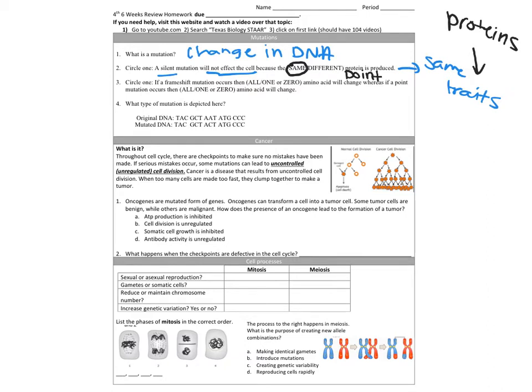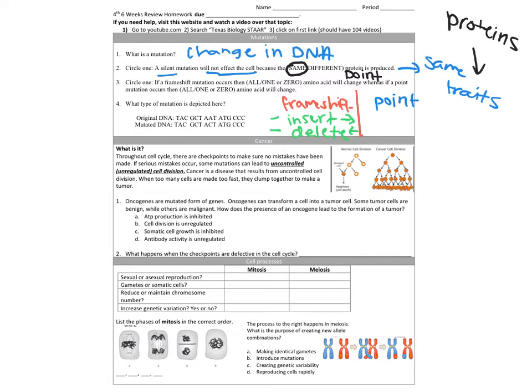Circle one: if a frameshift mutation occurs, then all or 1 or 0 amino acids will change, whereas if a point mutation occurs, then all, 1, or 0 amino acids will change. So let's break these down. I'm going to do it over here. We have two types of mutations: frameshift and point. Now, with frameshift, I can do two things. I can insert or delete a base, and that causes everything to shift either one way if I insert, or the other way if I delete.